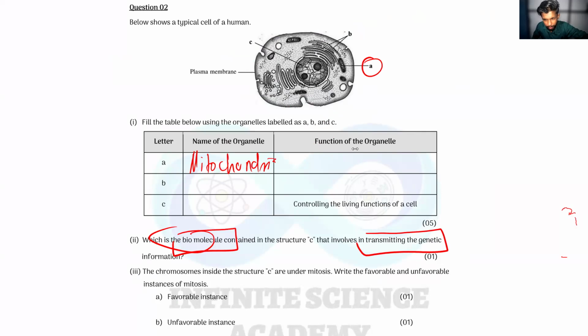Jason, I couldn't hear you, your voice. Hey, pull up. Producing the energy by cellular respiration. Right, okay. Producing the energy by cellular respiration. Very good. Producing the energy by cellular respiration or aerobic respiration.